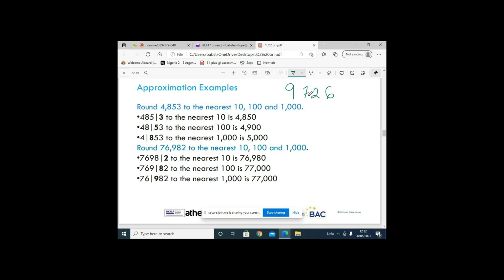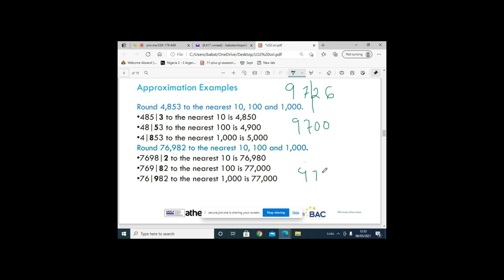No, it's going to be, look at it, to the nearest 100. This is the 100, now you push the line here. This 2 is less than 5, so it's going to be 9700. Yeah, because I will consider the 2, and that 2 is less than 5, so it's going to be 9700.